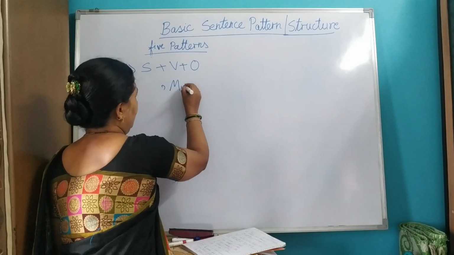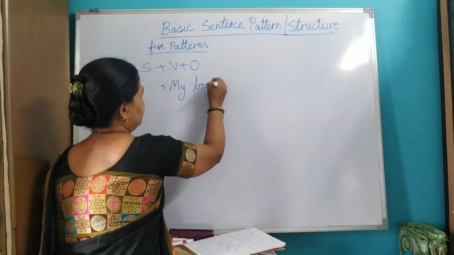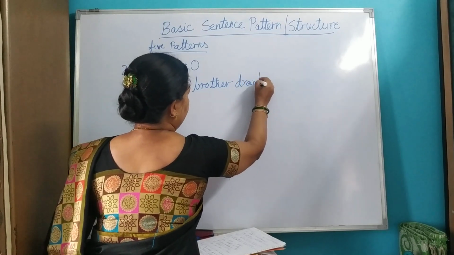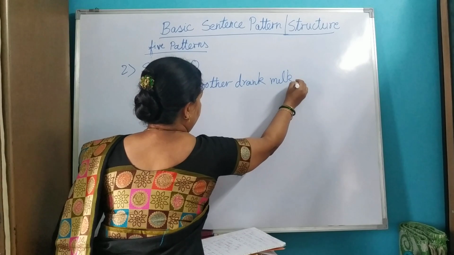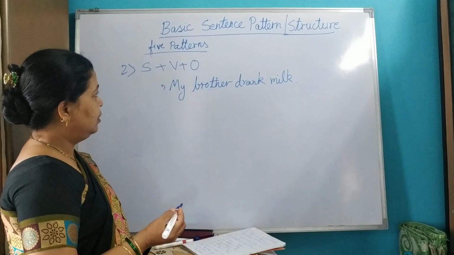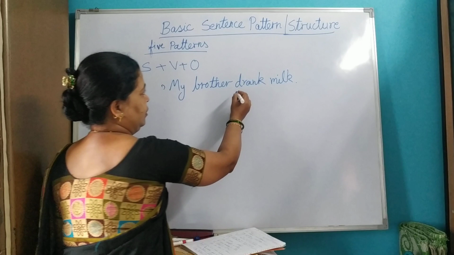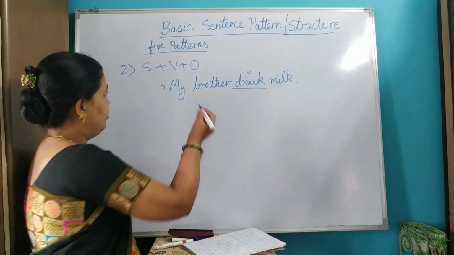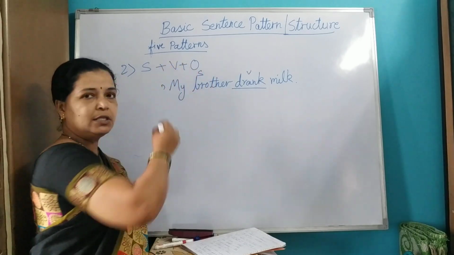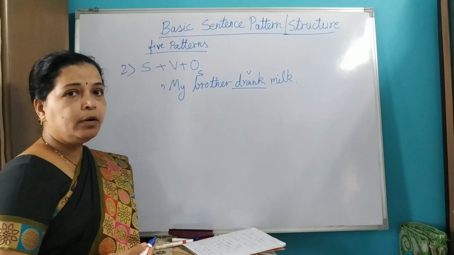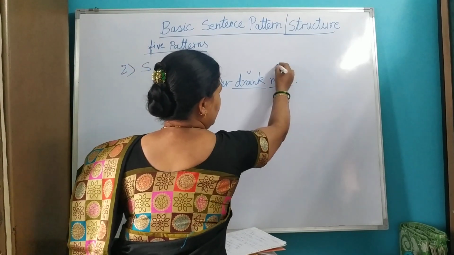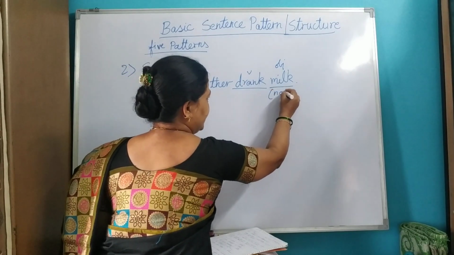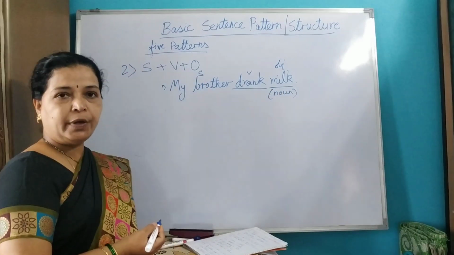First one. My brother drank milk. Which is the action word? Drank is your action word. Who drank? My brother. So, my brother, subject. Drank what? Milk. Milk is your object, and here the object is a noun.